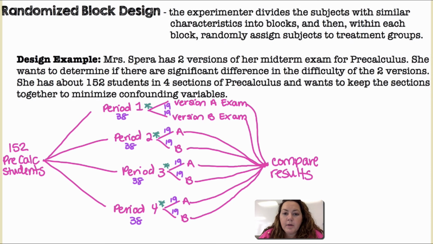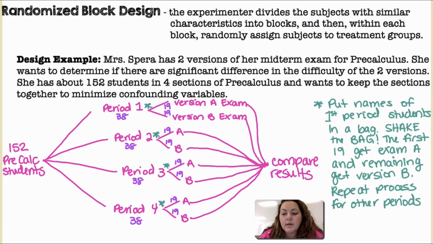All right, I do want to mention how I randomized. Okay, so I'm going to put a little side note. I put the names of all the first period students in a bag. I shake the bag. The first 19 get exam A. The remaining get version B. Repeat this process for the other class periods.